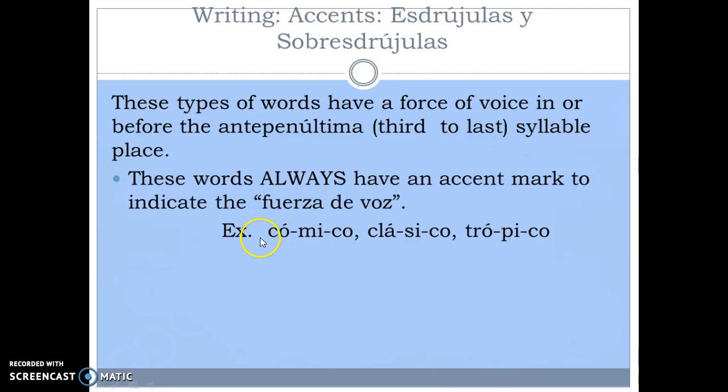Cómico. Let's clap it out. Cómico. So you hear la fuerza de voz in la antepenúltima sílaba, and it ends with an O, which doesn't matter. It just happens to be something all 3 of these have, but the thing we want to indicate is that the fuerza de voz is in la antepenúltima place, therefore they all need accent marks. Clásico, trópico, cómico.